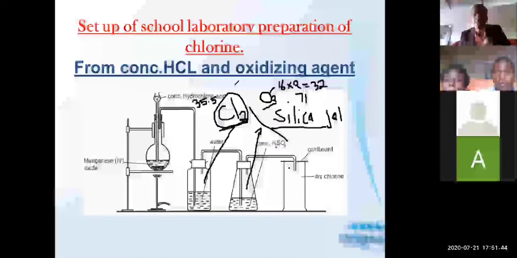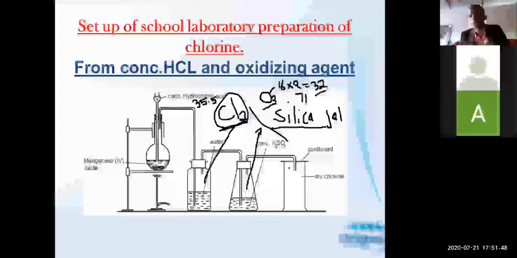So if you check, 71 is greater than 32. To me now, chlorine is more dense than air. Are we together?